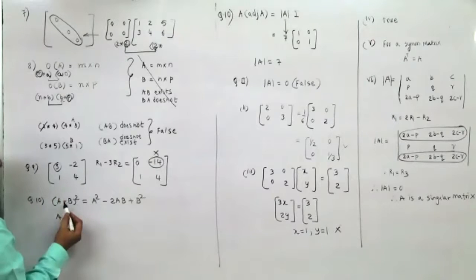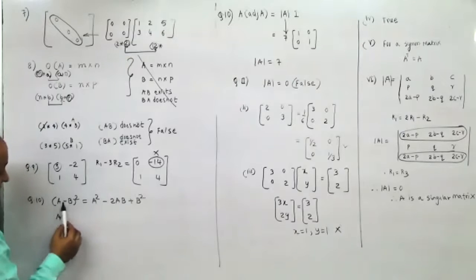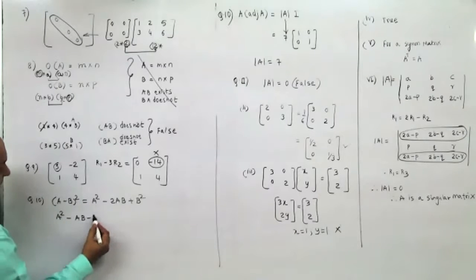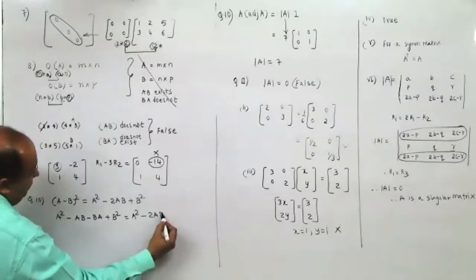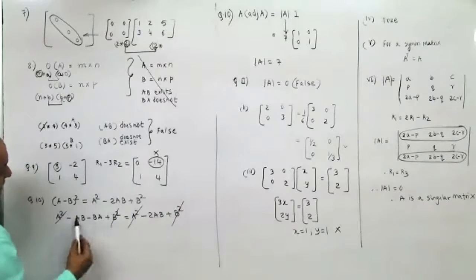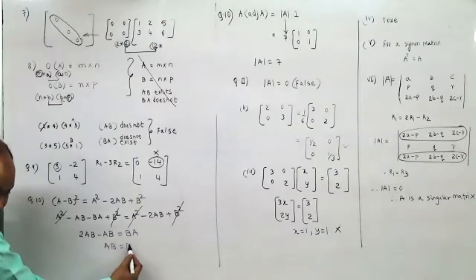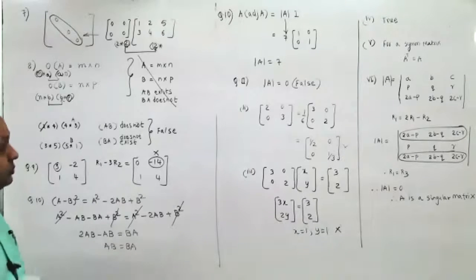Okay. A minus B square is this. You don't need to expand it directly. You cannot multiply it directly and say that it is equal. You'll have to say A minus B into A minus B is A square, then minus AB minus BA, and then B square, equal to A square minus 2AB plus B square. A square and B square get cancelled. Now minus 2AB, when it comes over here, you will get 2AB minus AB equal to BA. So therefore AB equal to BA. Followed? So both are correct.